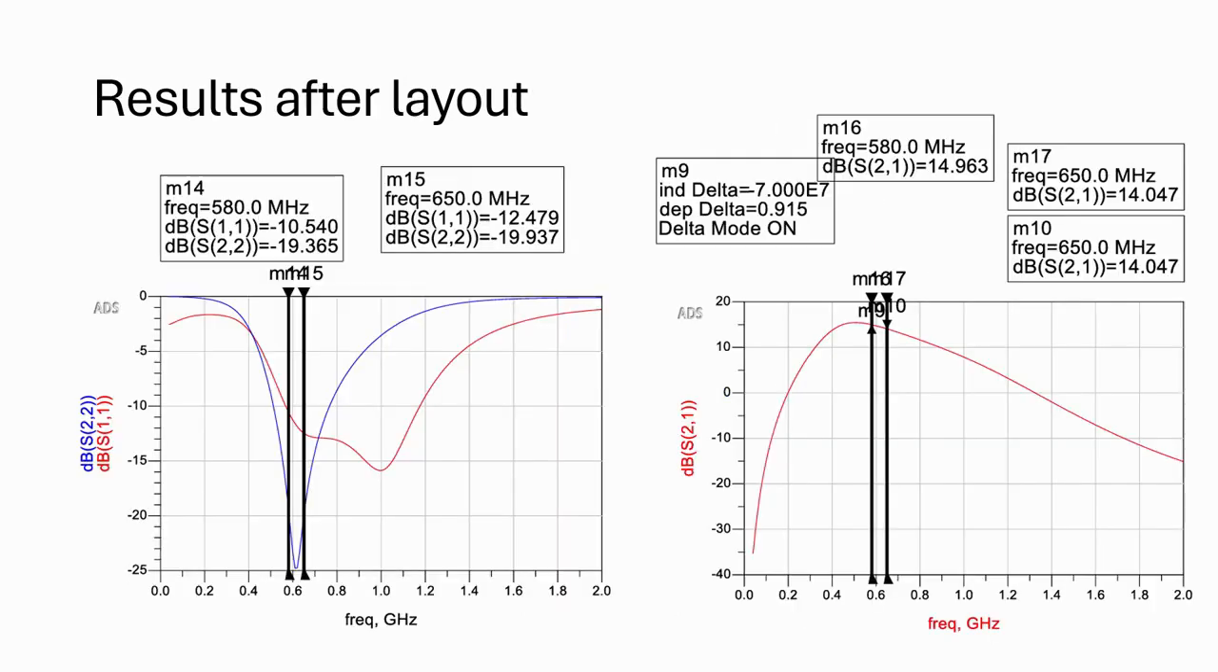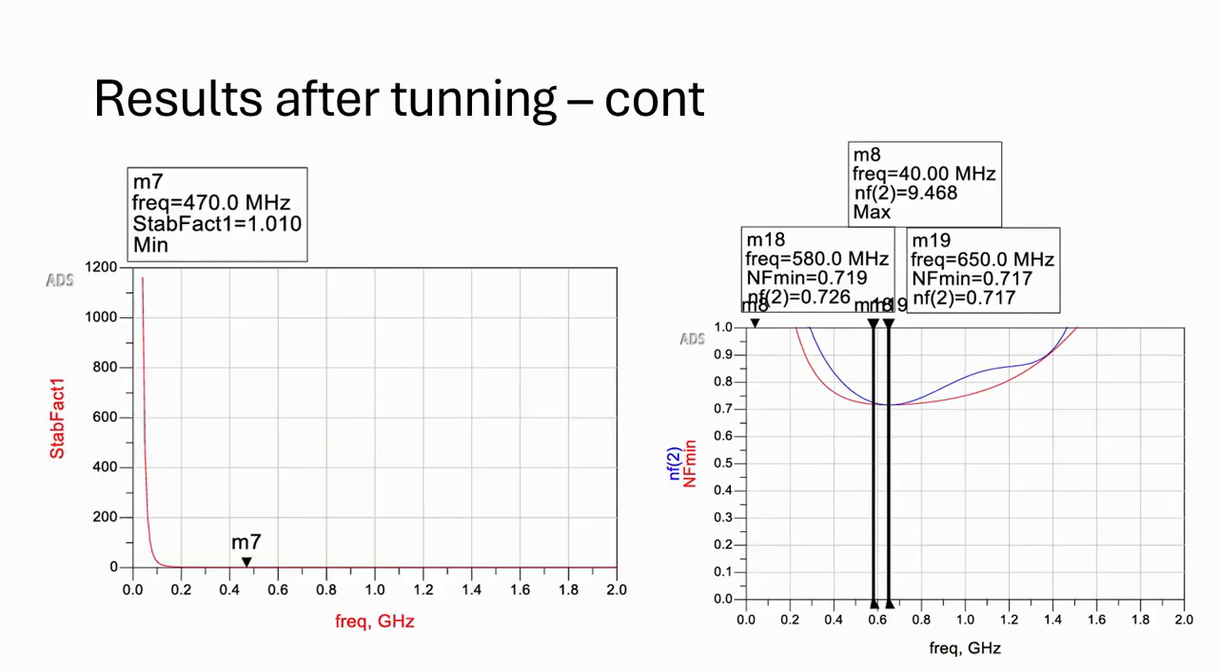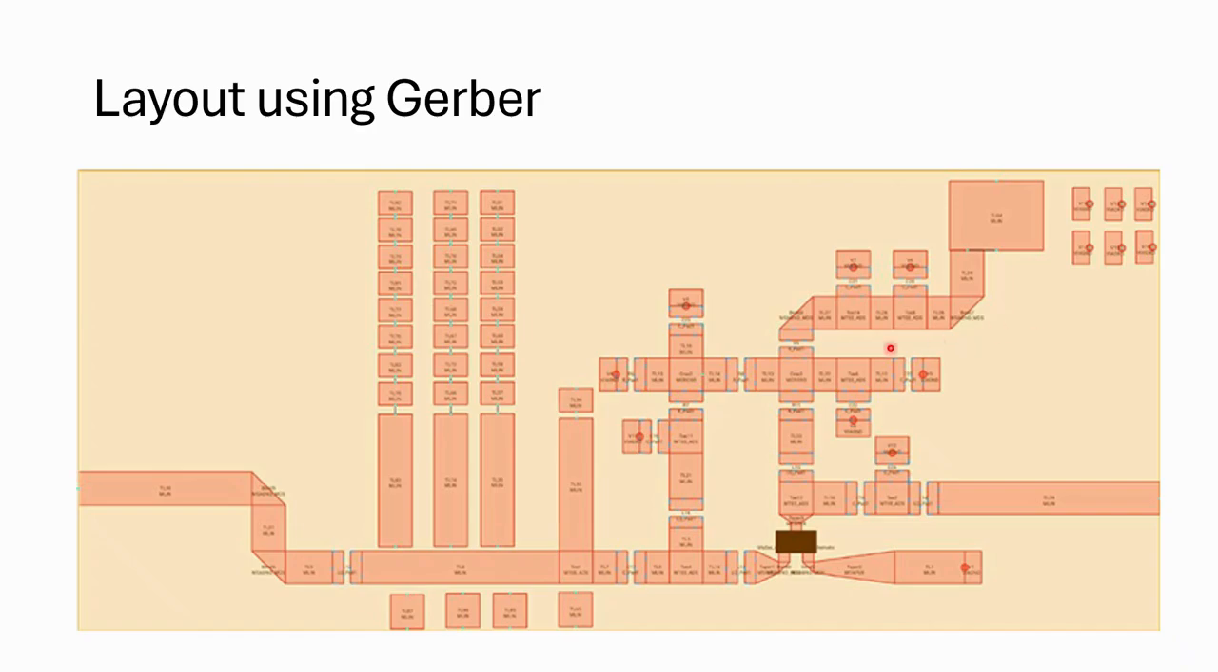Then for tape out, we send this Gerber file to be fabricated. After fabrication, we solder the components and check the DC stability to make sure it is not unstable. This is as follows. For the noise figure, it's about 1 dB. Sometimes it can increase more because of interference from outside. Final summary table is as follows.